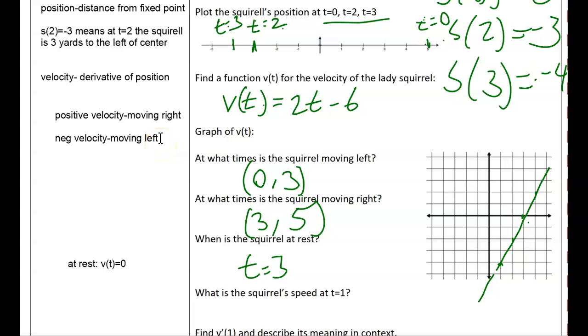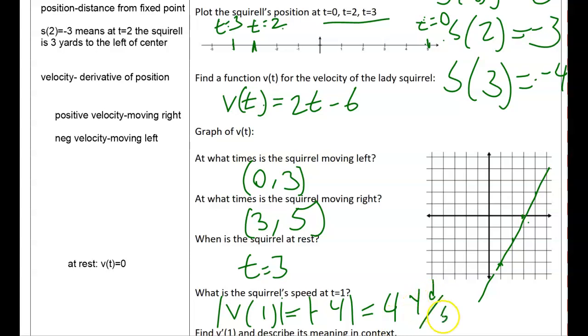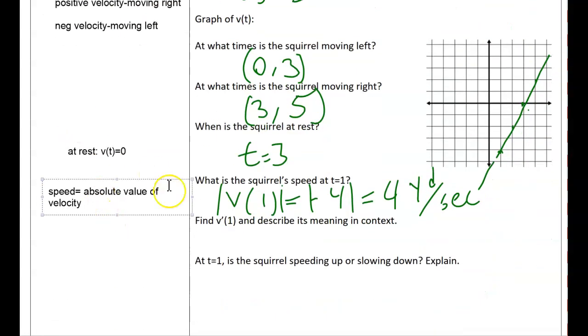And then we have this notion of speed at t equals 1. Well, speed and velocity are kind of similar, right? So I'm going to start by plugging in 1, and then I get -4 when I plug that into v. But we don't usually say we're traveling -4 yards per second, right? So speed is the absolute value of velocity, and that's just a definition that you'll learn, is 4 yards per second. Okay, so now we have 3 definitions already: position, velocity, and speed.